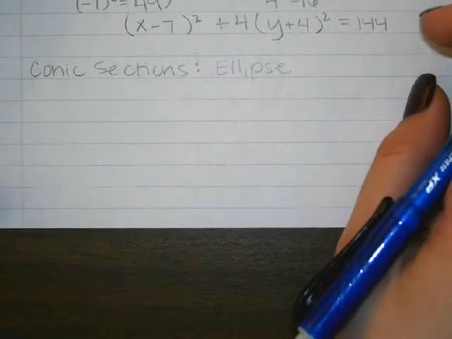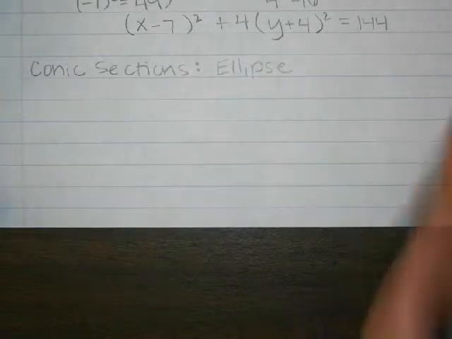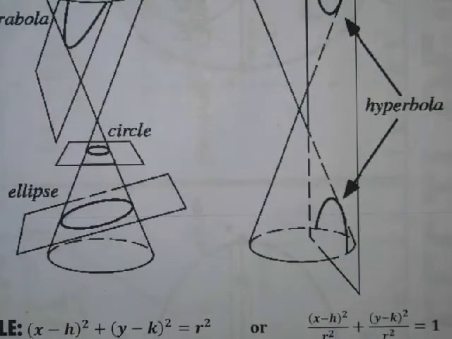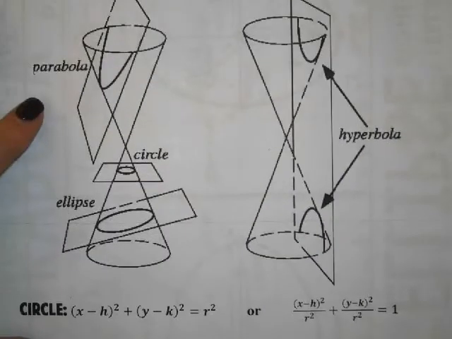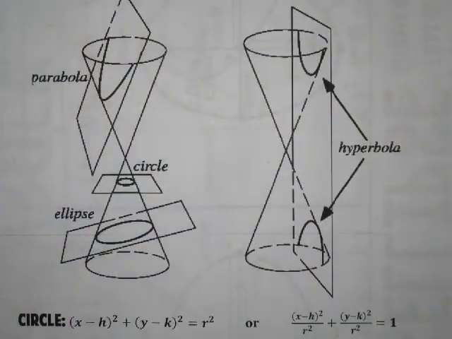So if you're giving your notes a title, that's the title you would use. All right, so if you look at your packet, your resource packet, these are the different conic sections, and here's a picture so you can see what they come from.